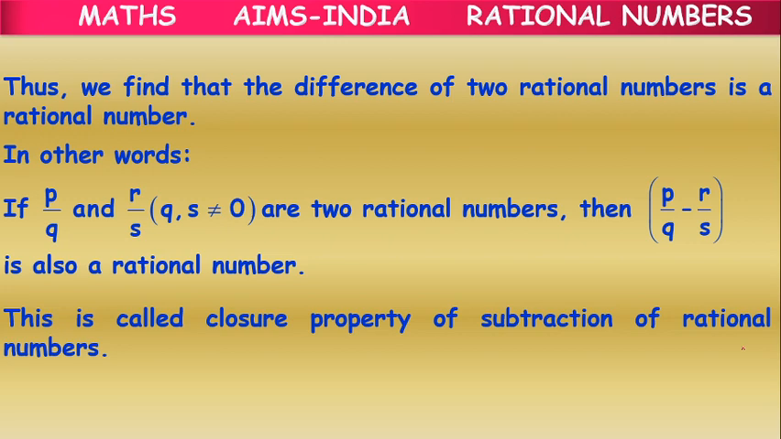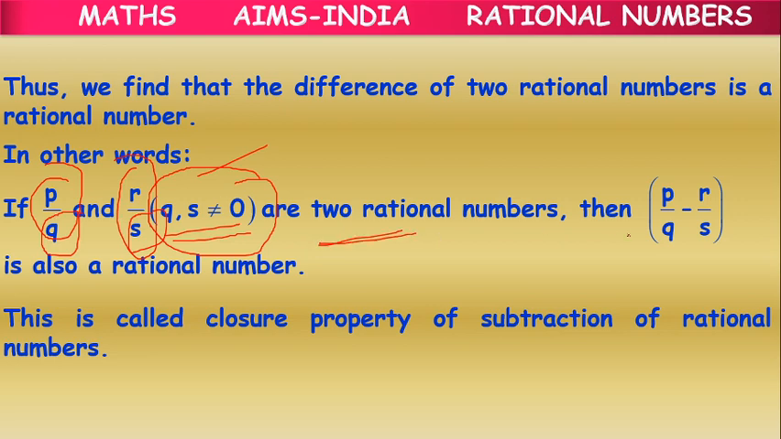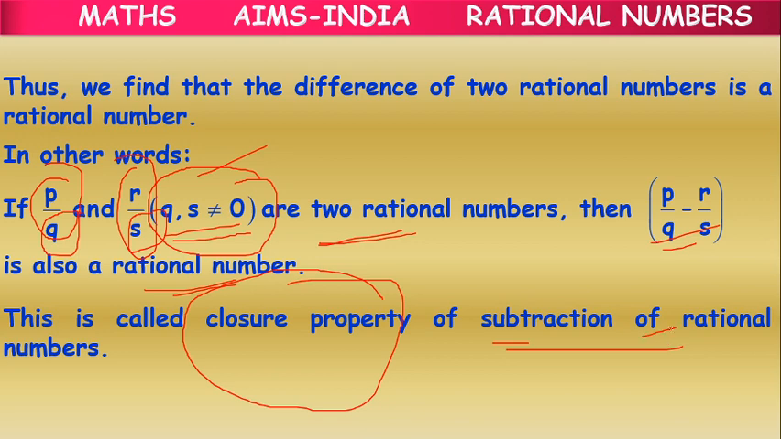So what we can tell is, if P by Q and R by S are two rational numbers such that Q and S are not equal to 0. Why do we have to take it? Because for rational numbers, the denominator will never be equal to 0. Here Q is the denominator, S is the denominator. These two denominators are not equal to 0. So for this kind of rational numbers, if we are given two rational numbers, then their difference P by Q minus R by S is also a rational number. This property is called closure property of subtraction of rational numbers.